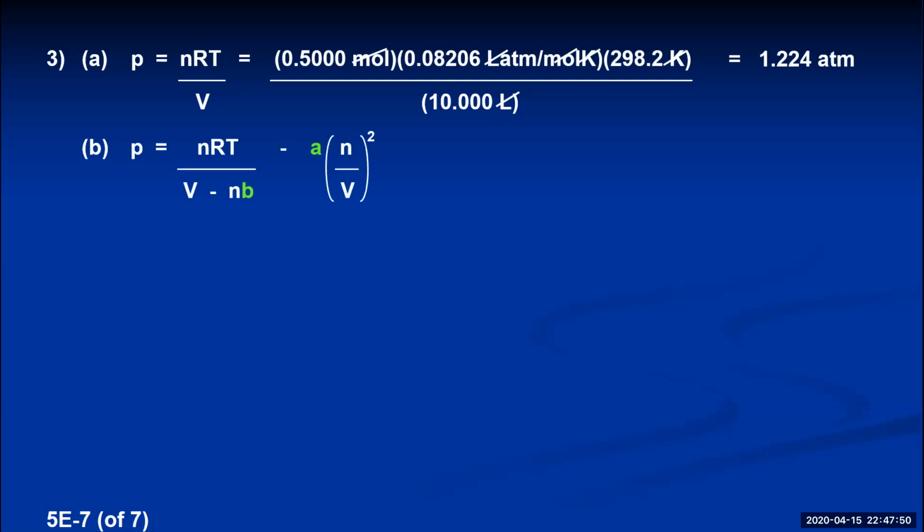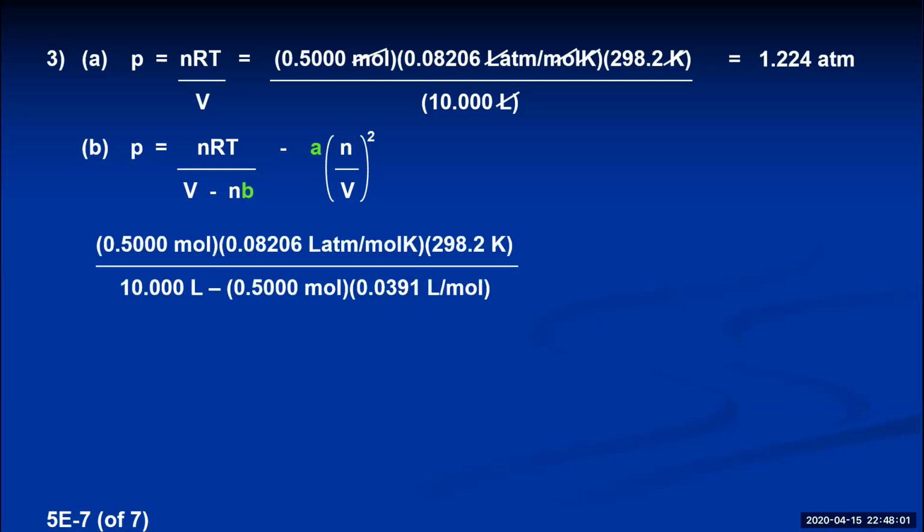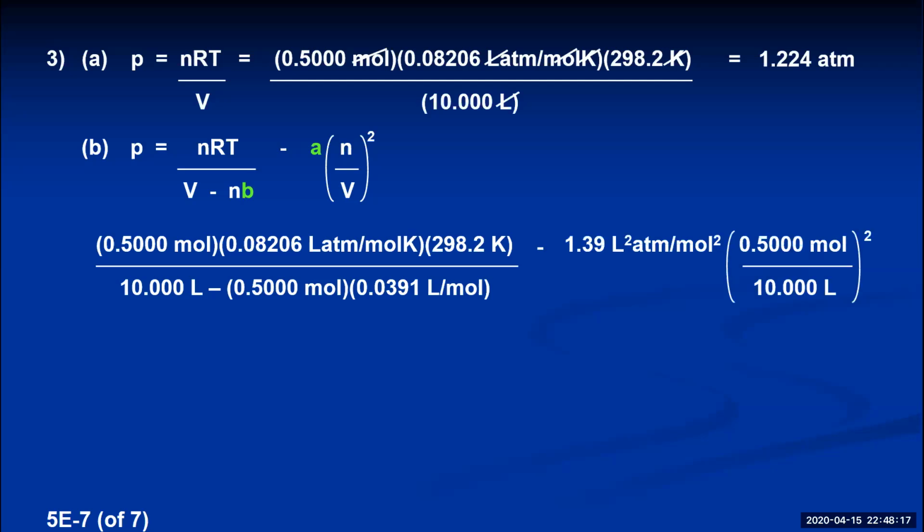If you solve the van der Waals equation for pressure, it's going to equal nRT over V minus nB, minus a times quantity n over V squared. The first term here would be the moles multiplied by the universal gas constant multiplied by the temperature divided by the volume minus the number of moles multiplied by the B constant, 0.0391 liters per mole. The second term would be the A constant, 1.39 liters squared atmospheres per mole squared, multiplied by n over V quantity squared.